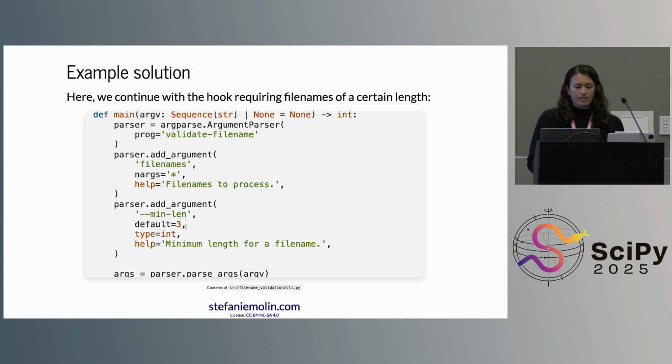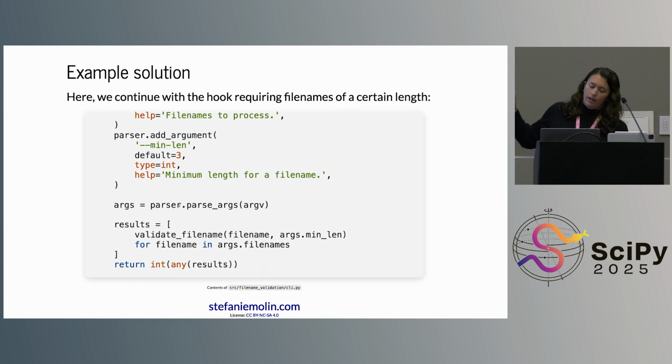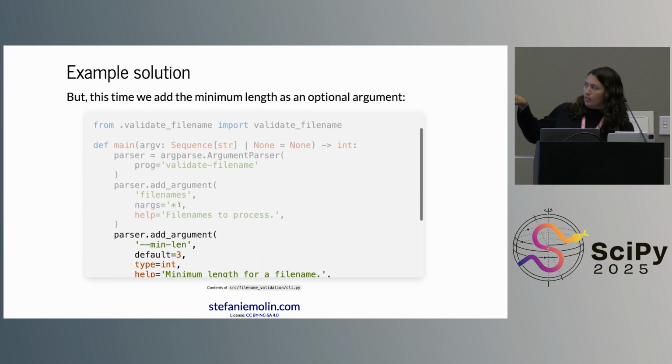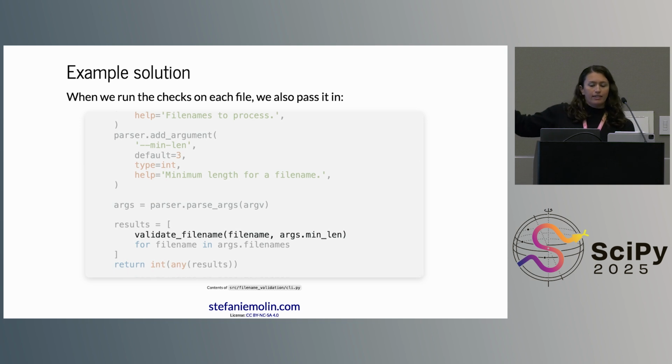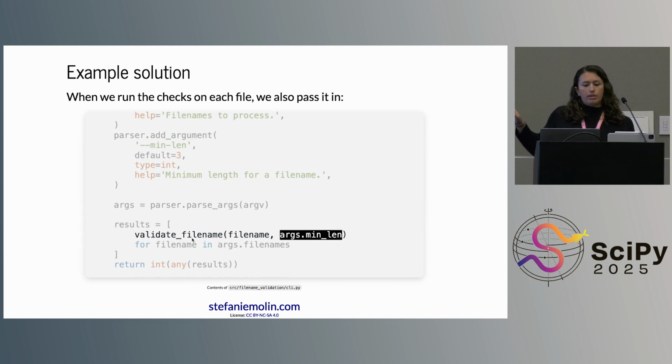And then the rest is pretty much what I had shown before. We are going to call validate file name. We have to pass in that other argument that we created, so args.minLength is the optional one. And then it's going over in a loop, so that we run on all the files that we received with that same minimum length. And then we combine the results.